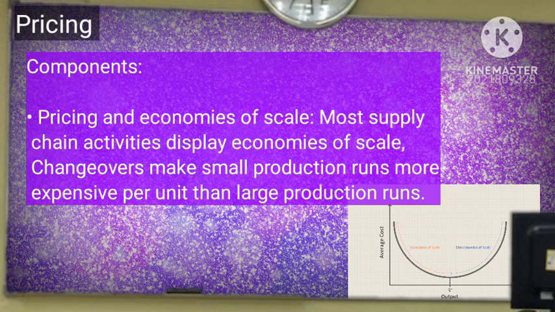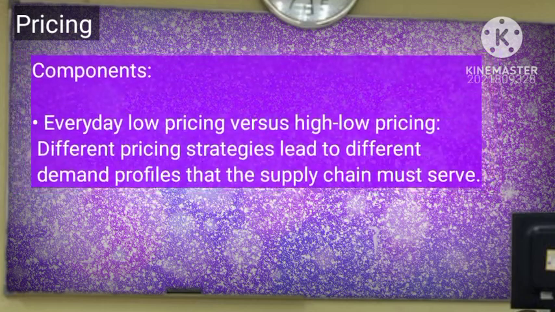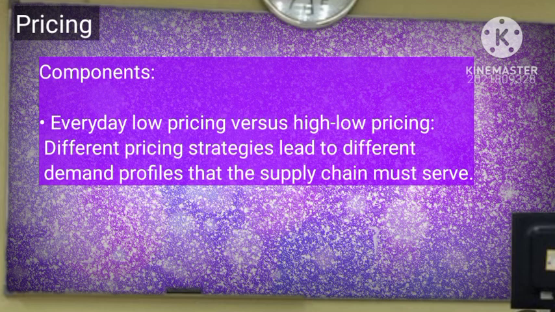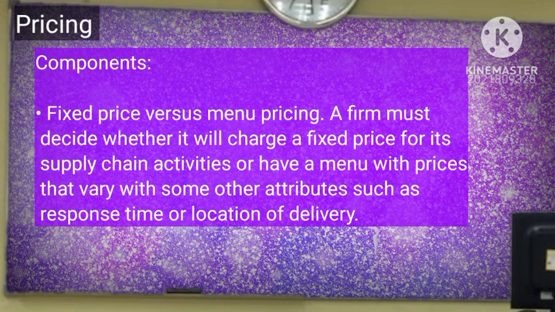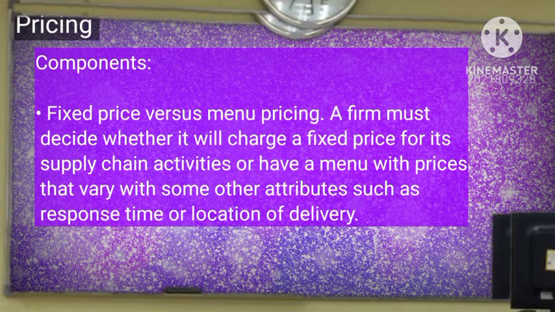Most supply chain activities display economies of scale. Changeovers make small production runs more expensive per unit than large production runs. Everyday low pricing versus high-low pricing: different pricing strategies lead to different demand profiles that the supply chain must serve. Fixed price versus menu pricing: a firm must decide whether it will charge a fixed price for its supply chain activities or have a menu with prices that vary with some other attributes such as response time or location of delivery.